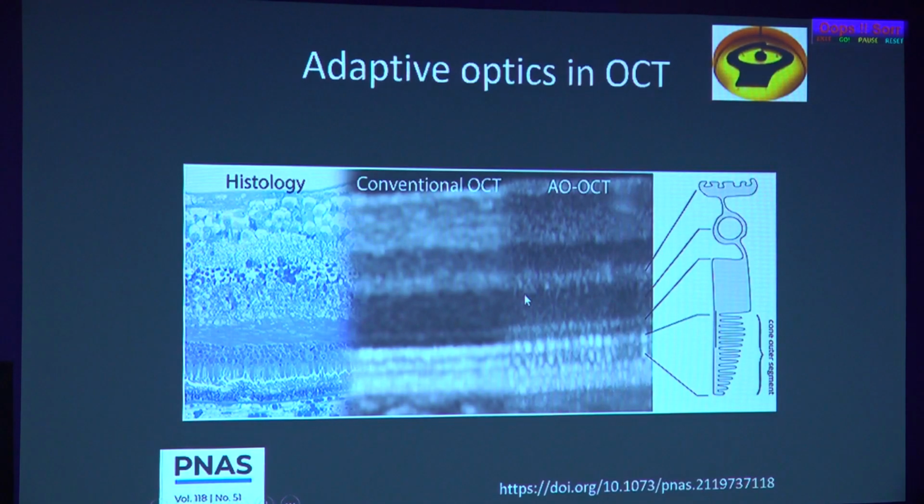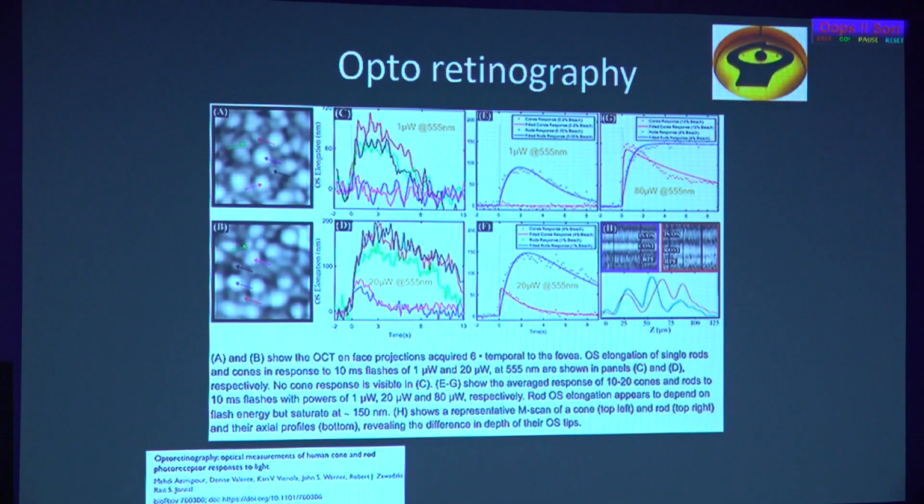And the last one is the adaptive optics in OCT. Adaptive optics is nothing but using the wavefront sensor in the reflected light, and it is said to give a more histological picture of the human retina, and is especially used for studying the cones. And this has been adapted in something called optoretinography, which shows the function of each individual cone and rod wherever we want to take the image.